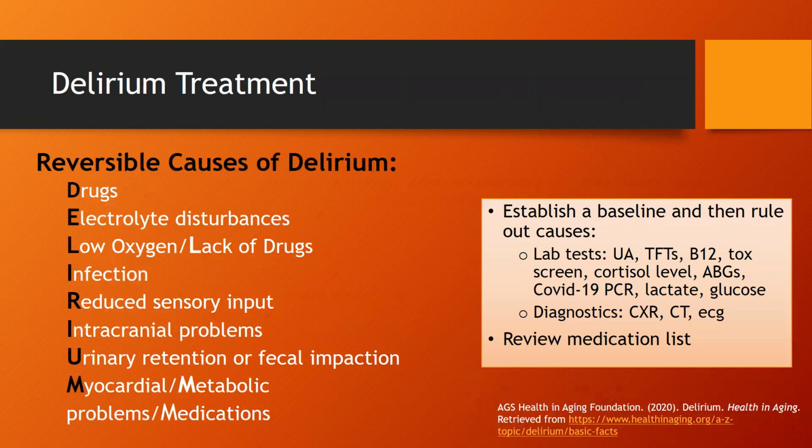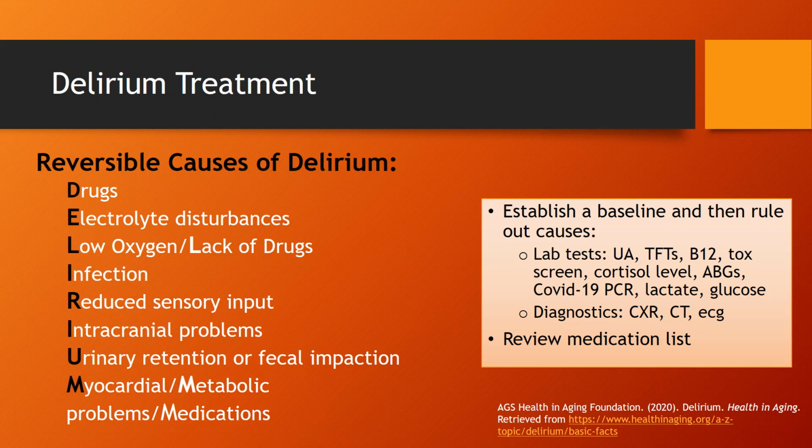So then when it comes to treatment, providers need to take a detailed history to establish the patient's baseline. And then we need to rule out the potential reversible causes. So I like this acronym for delirium, and this is all of our reversible causes of delirium. So we've identified it, and now we're going to figure out what caused it.